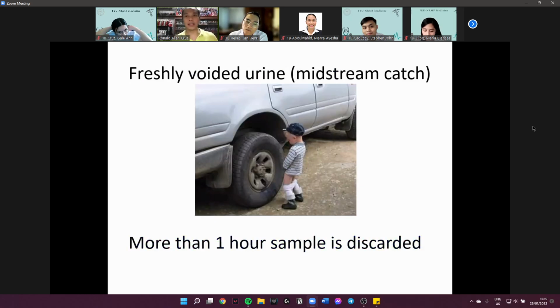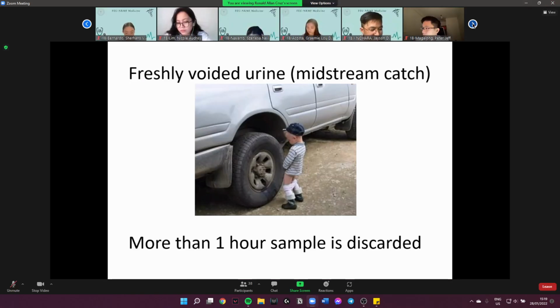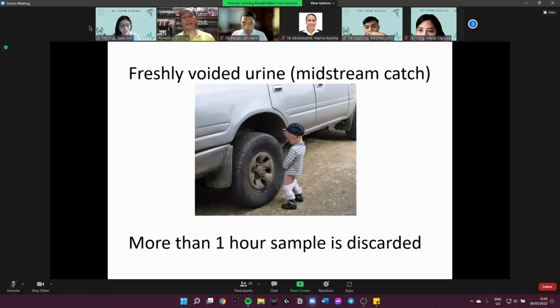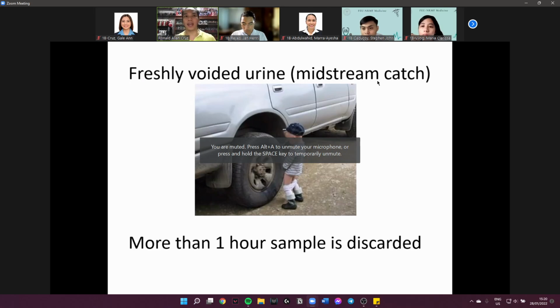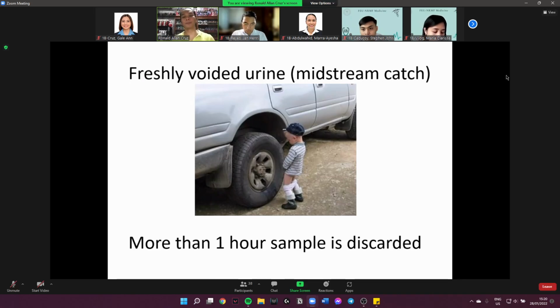Now, ideally, you have several ways of collecting your urine sample. The most ideal would be your suprapubic aspiration. So this is performed by surgeons. What you do is you insert a needle into the urinary bladder and then you aspirate your urine sample. This is said to be the most ideal because it's aseptic and it virtually eliminates contamination.